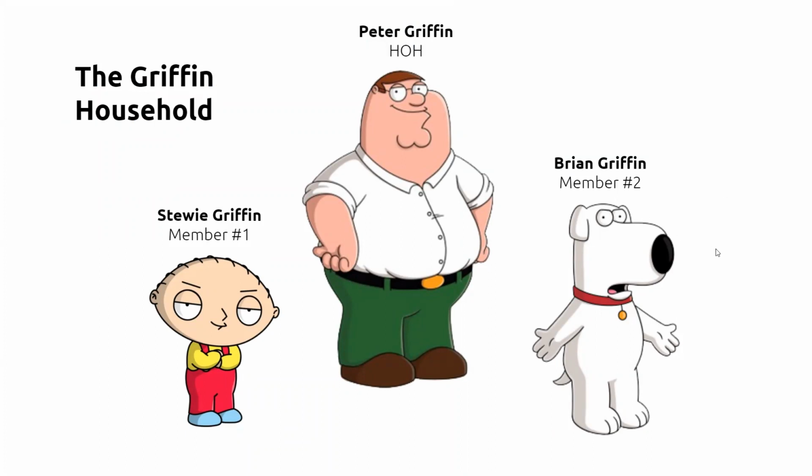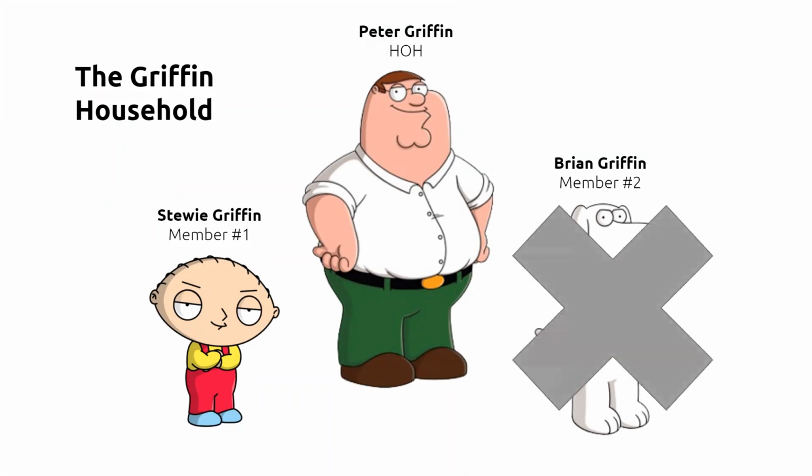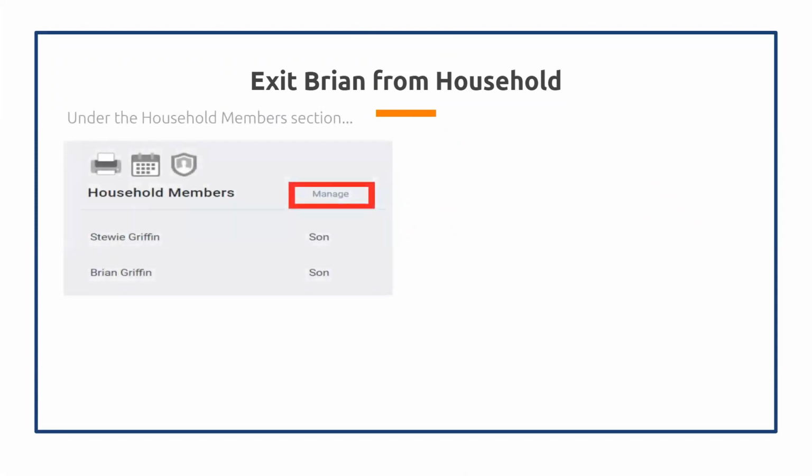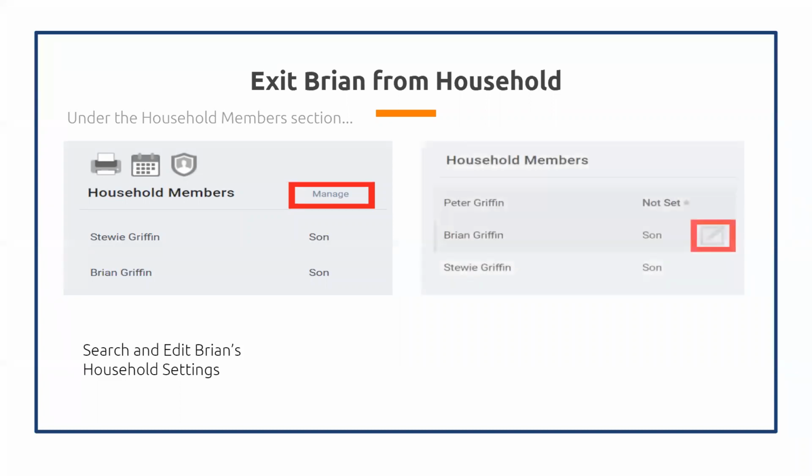So now I'm going to show you how to exit a client from the global household. For this example, we will exit Brian. To do this, you go to the household members section, click on the manage button. Then we are going to search for Brian's name, and then click on the edit icon next to his name.